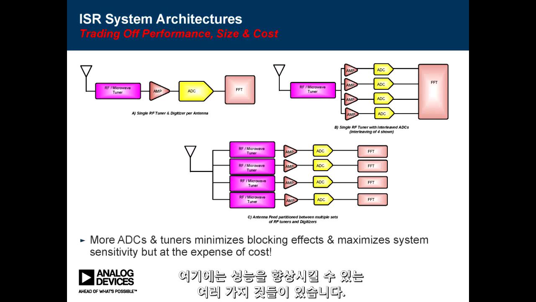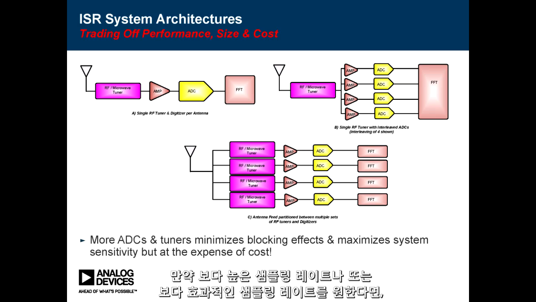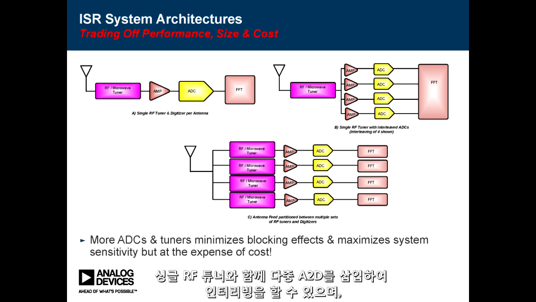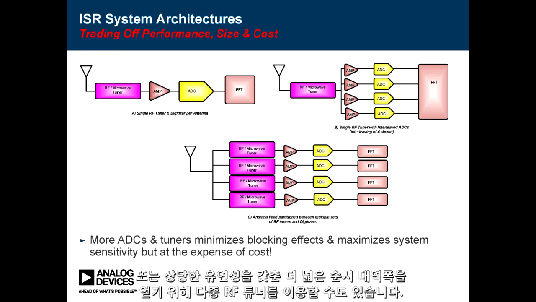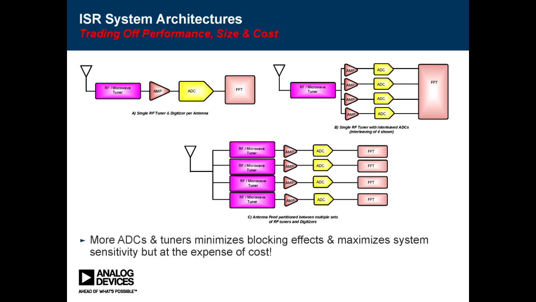So there are different things that you can do to get improved performance. Or, we can start with the basic simple thing that we just showed. If you want higher sampling rates or effectively higher sampling rates, you can do interleaving by putting multiple A to Ds with a single RF tuner. Or you can use multiple RF tuners to give you a broader instantaneous bandwidth that has a lot of flexibility. It doesn't always have to be contiguous, so that's a system advantage. These are just a few of the things that you can do.